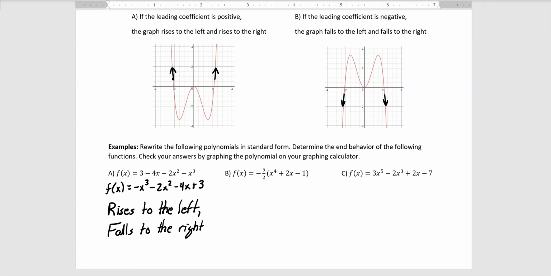Okay. Looking at letter B. So I need to distribute this all out. So I'd say f of x equals negative 5 halves x to the 4th minus 5x and then plus 5 halves. Kind of a strange one. Okay, so even degree, x to the 4th, even with a negative leading coefficient. So that means that graph would fall to the left and fall to the right.